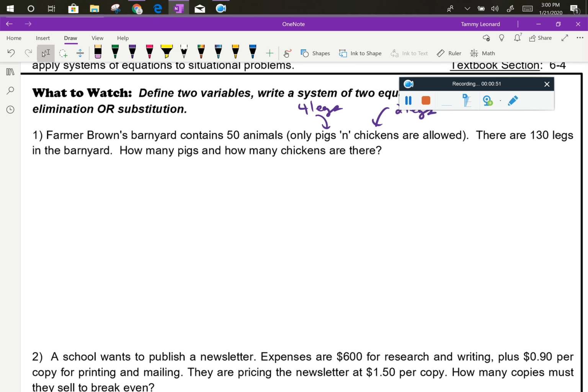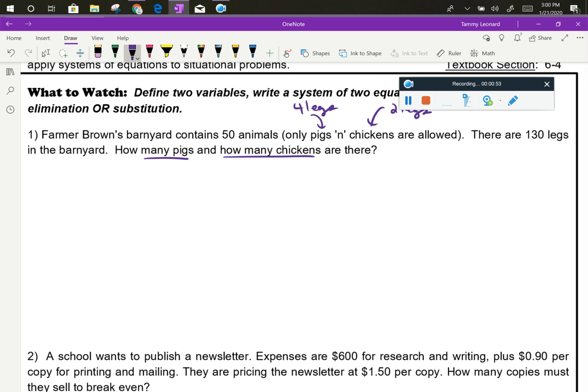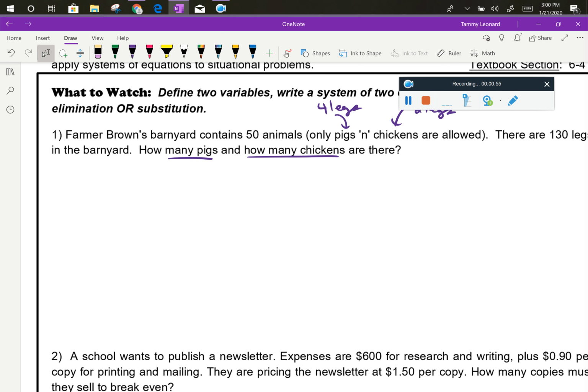All right, the question says how many pigs and how many chickens. So that's what our variables need to deal with. So I'm going to say let P equal the number of pigs and let C equal the number of chickens. Picking variables related to what they stand for makes it easier for me to keep track of what they stand for while I'm going through doing the work.